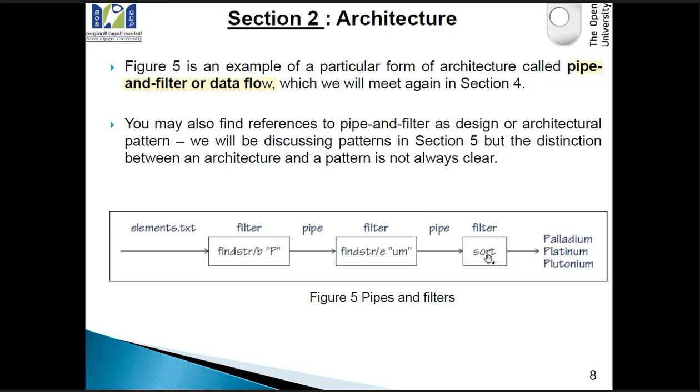I'm not going to extract from them; I'm going to sort them. So I end up with those 3 words. Let's assume I have 10 words at the beginning in the file called elements. I extracted only the words that start with B, only the words that end with UM, and then I sort them. Okay, so this is what is called data flow architectures.